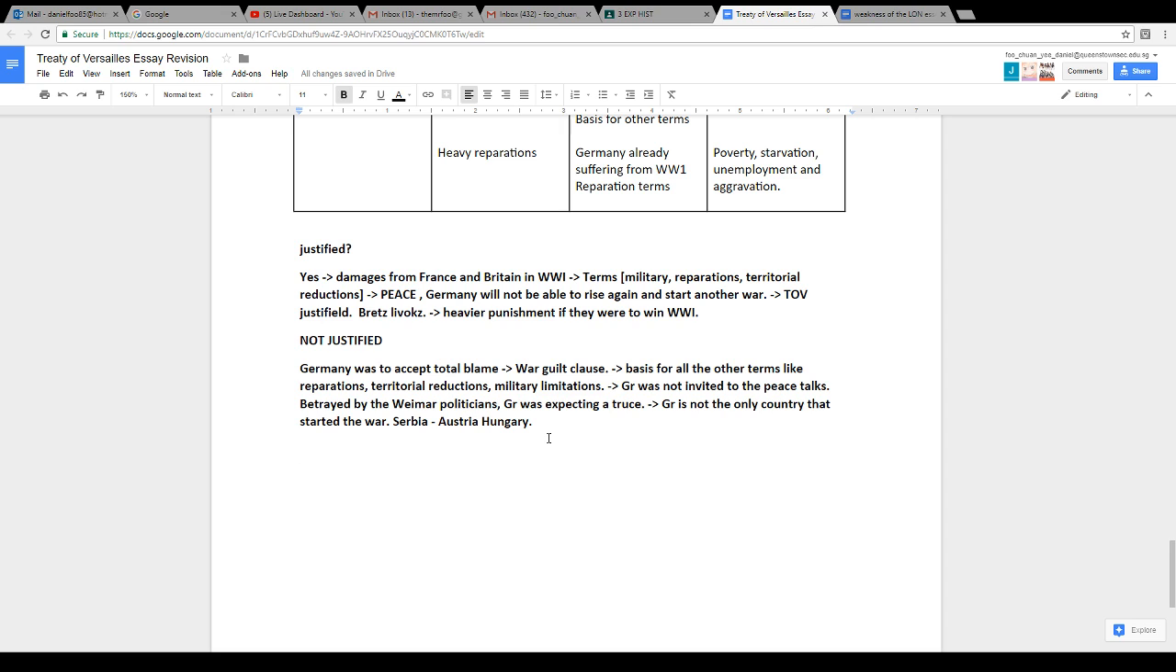Okay? You can also write it's not fair because Germany was already suffering from economic devastation. Okay, it's not fair because the treaty does not account for Germany's ability to pay reparations. Okay, then you write the terms of the reparations.